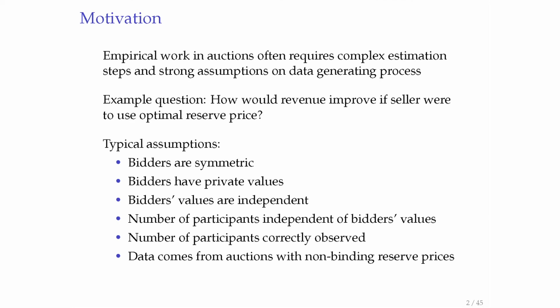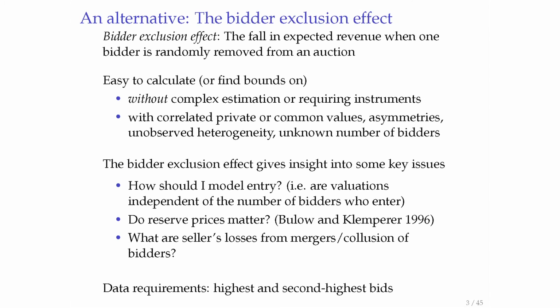And to answer this, some typical assumptions would be things like bidders are symmetric, they have private values, their values are independent. The number of participants in the auction is independent of the bidders' values, so the number of bidders that arrive and participate is exogenous. The number of participants is correctly observed, and you've got data from non-binding reserve auctions. You wouldn't have to make all of these necessarily, but these are typical assumptions. What we propose is an alternative approach to answer that particular question and some other questions as well.